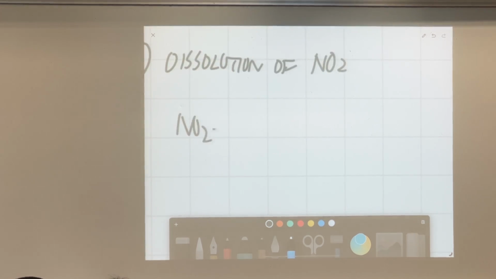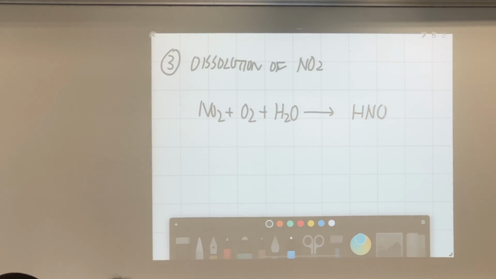So NO2 plus O2 plus H2O gives HNO3. So we can put the 2 in here because there are 2 H's, and we have 6 O. How many O2 will be needed then? You have 6 O on the right, and currently, how many O do you have on the left? 5. So you need to put 3 over 2 O2. So 3, 5, 6.